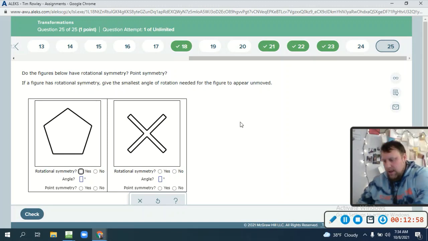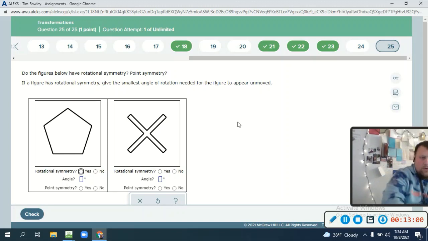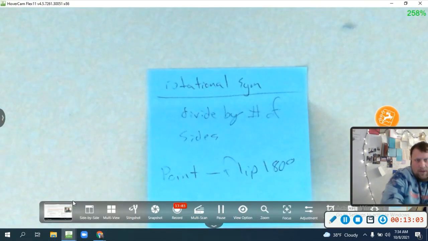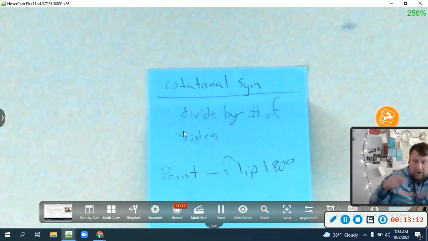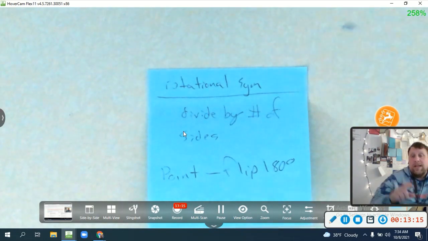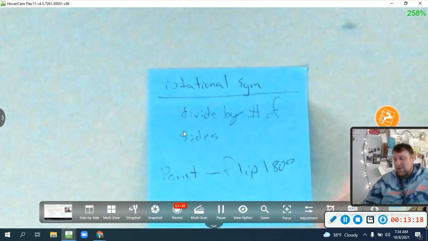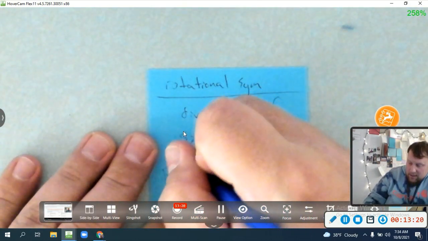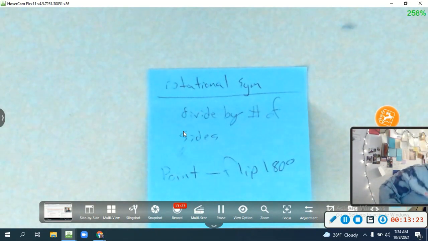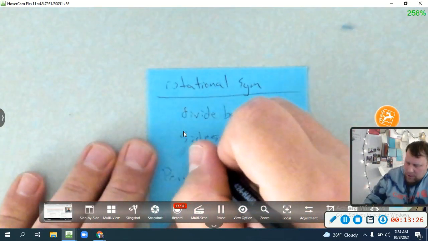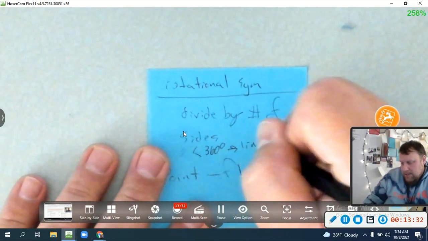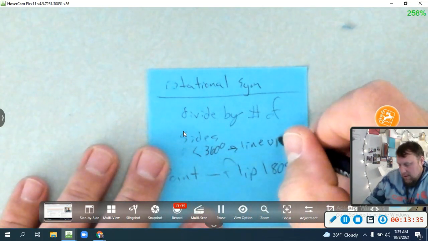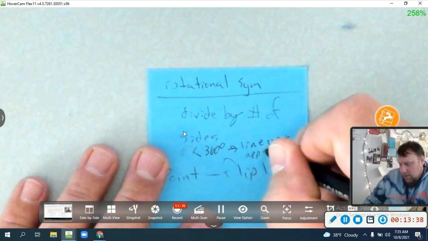got a little note for you to look at. Let's go to it because I want you to write this down. Write down rotational symmetry. It means, first of all, we divide by the number of sides if it's a regular figure. And we want to find out if I were to rotate it less than 360 degrees, will it line up on itself and appear unmoved? Appear unmoved.